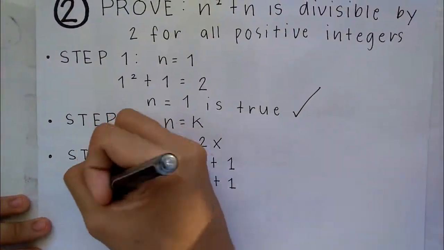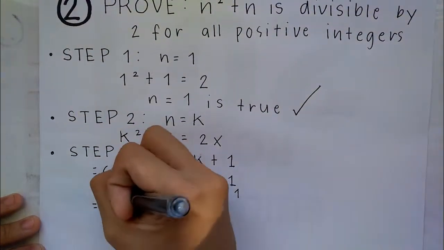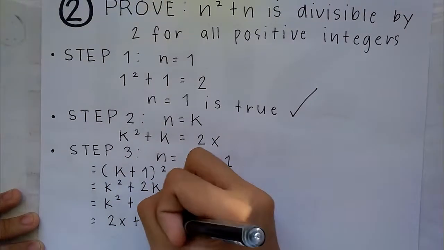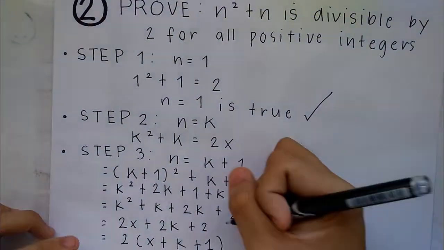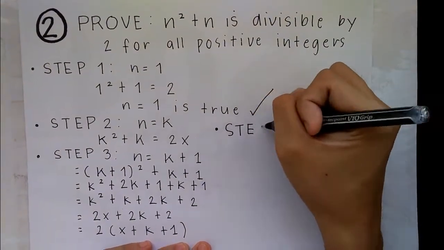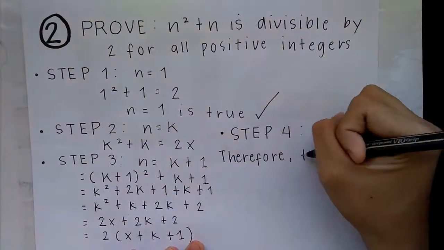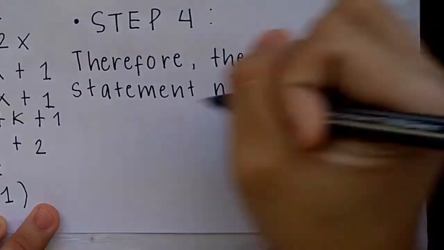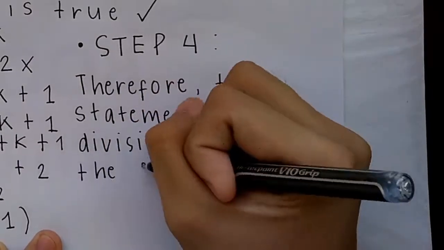So it's going to be quantity k plus 1 squared plus k plus 1. Substitute k squared plus k with 2x. Factor the expression. From there, we can conclude the statement n squared plus n is divisible by 2 is true for all positive integers.